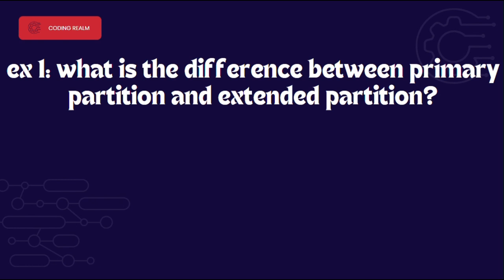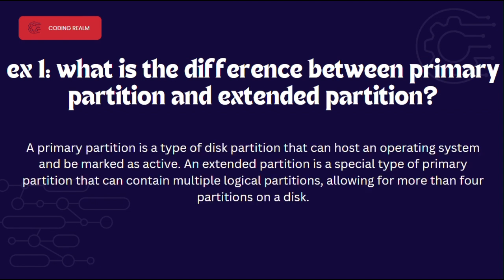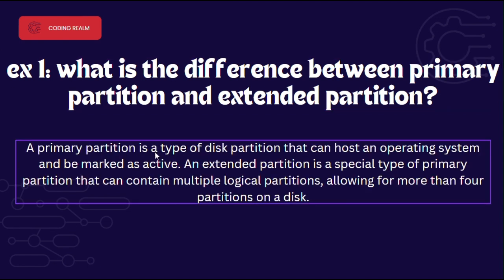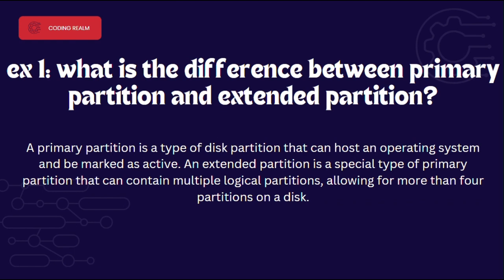And now let's see the answer. A primary partition is a type of disk partition that can host an operating system and be marked as active. But an extended partition is a special type of primary partition that can contain multiple logical partitions, allowing for more than four partitions on a disk. This is the difference between the primary and the extended partition.